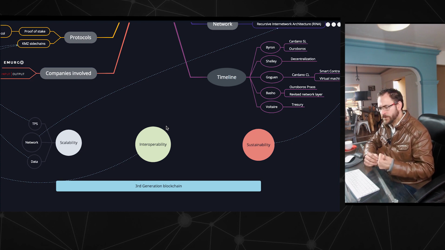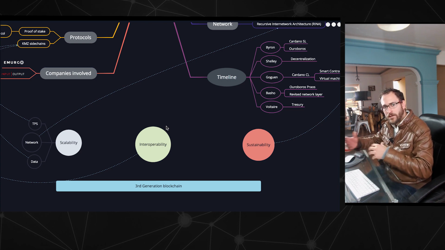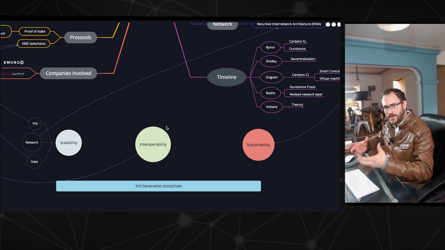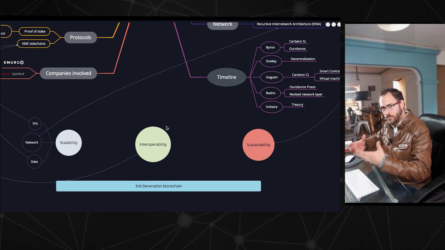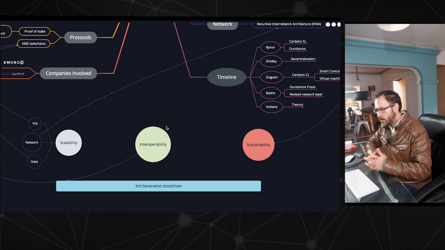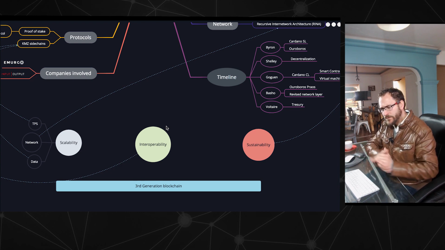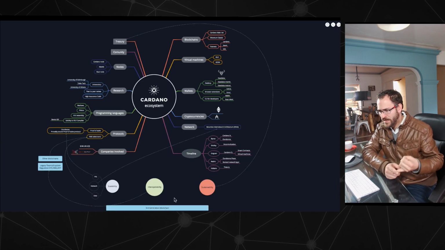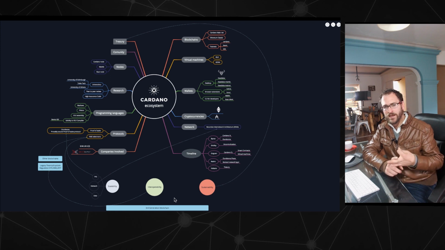Number one is scalability. How is it going to grow? Number two, interoperability. How will it be able to interact with other blockchains? And number three, the sustainability problem, that is, how are we going to fund, how are we going to sustain, how are we going to pay for the system to run properly. So for the scalability problem, we have three major aspects. We have the transactions per second, we have the network, and we have the data storage problem.